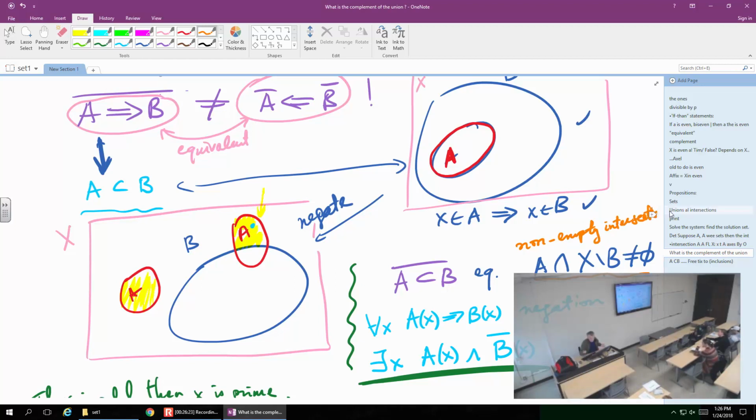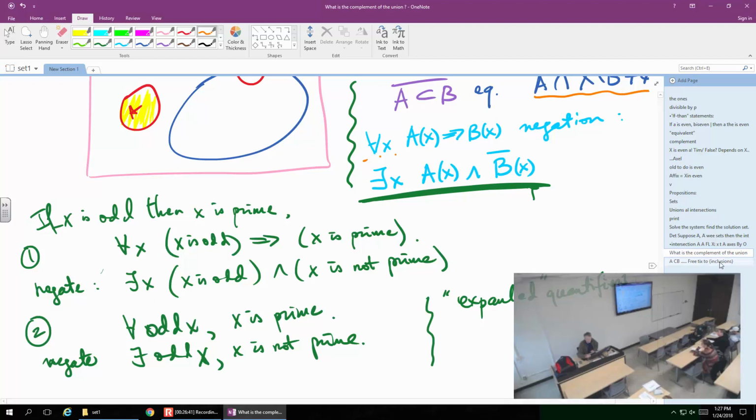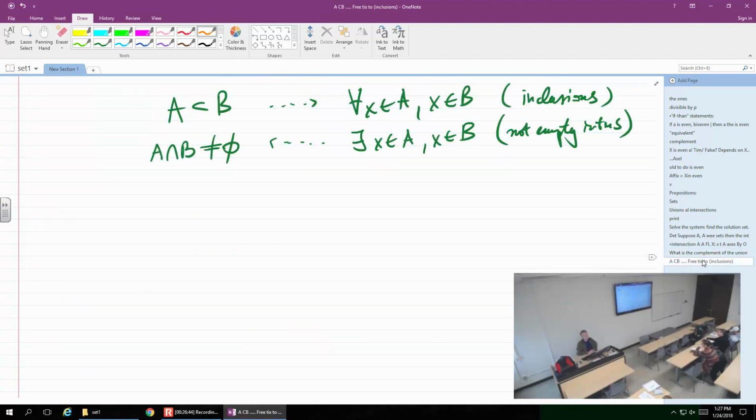You may or may not want to speak of a particular element x, as I did over here, but this is slightly more compact. You just say that A intersects the complement of B. That's what we did on the next page here somewhere. These two are complementary to each other, not complementary, but how they negate each other is that the inclusion becomes a non-empty intersection with the complement. So that's how we do it.